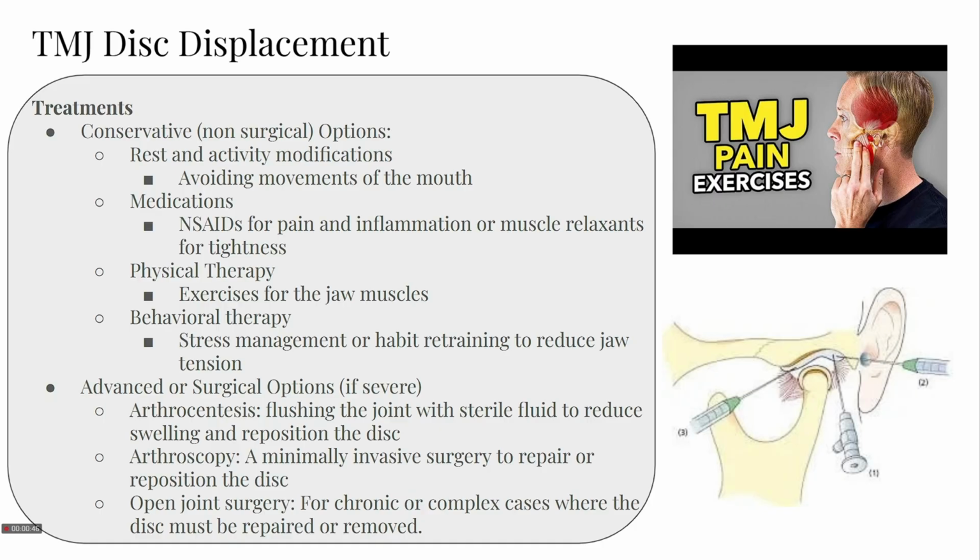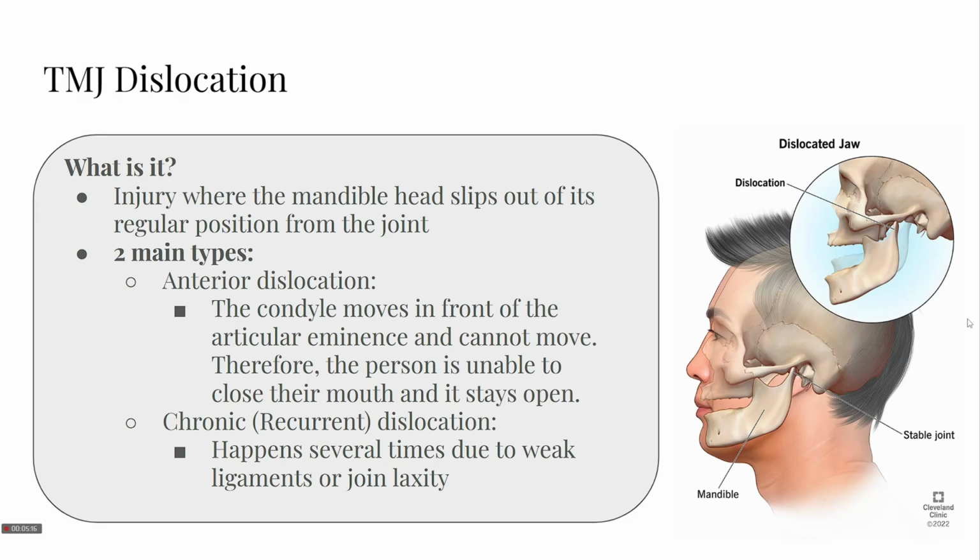For more serious cases, there is arthrocentesis, which may be used to flush the joint and reduce swelling, arthroscopy, which is a minimally invasive surgery that repairs or repositions the disc, and in severe or chronic cases, open joint surgery might be needed to fix or remove the damaged disc. For the picture on top, it shows a video of TMJ exercises for pain, and on the bottom, it reveals a part of how an arthroscopy procedure is done.